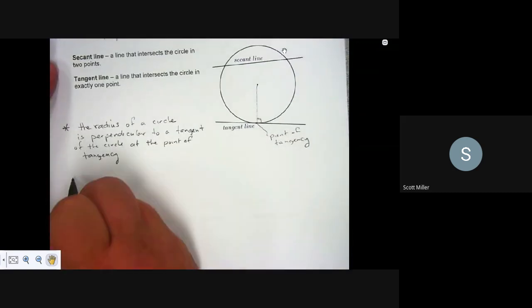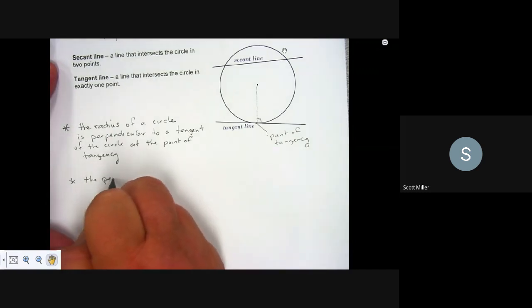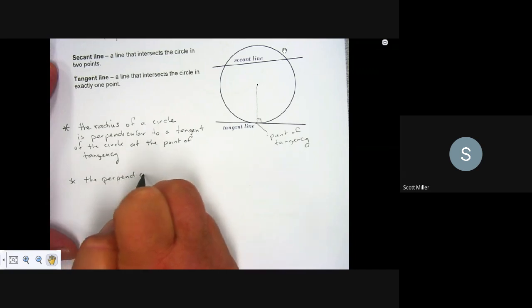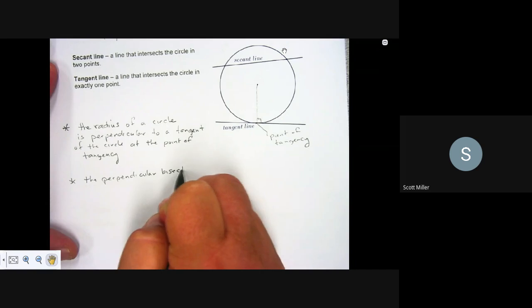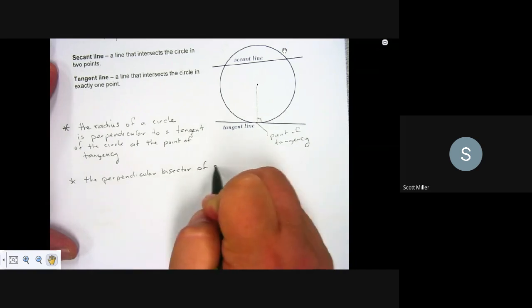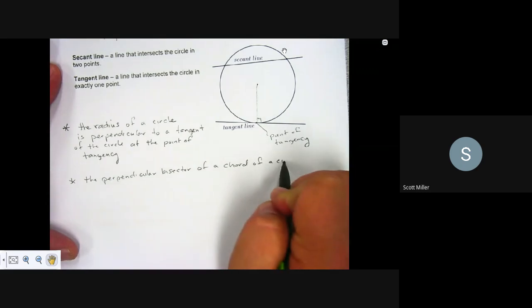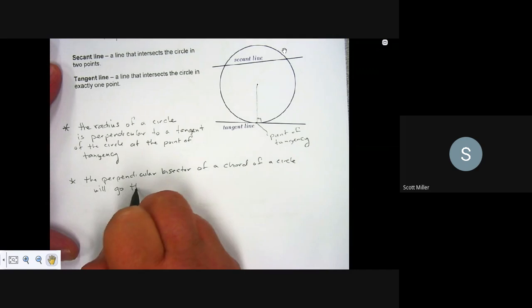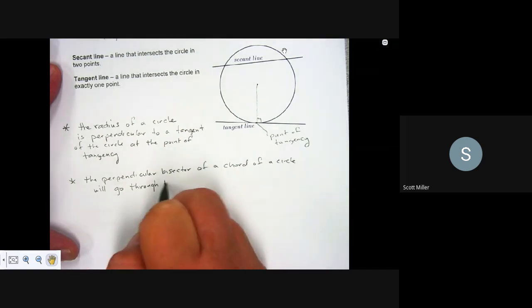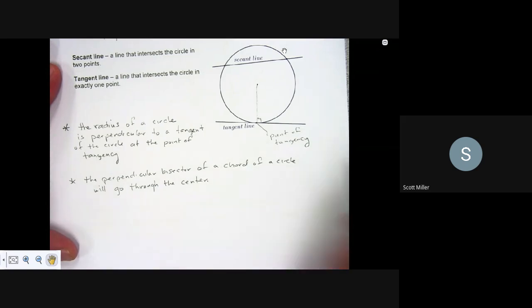The other one is this. The perpendicular bisector of a chord of a circle will go through the center. That's another important one.